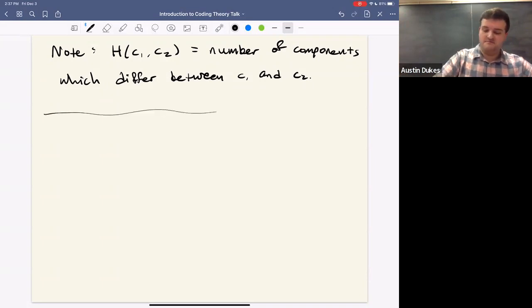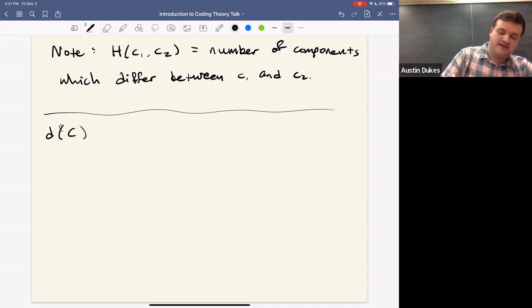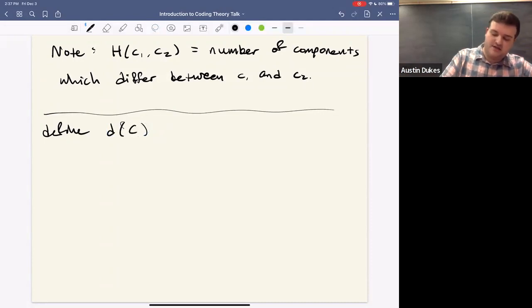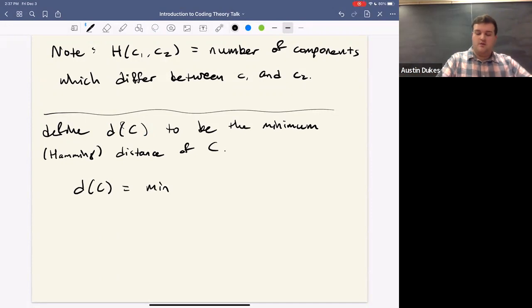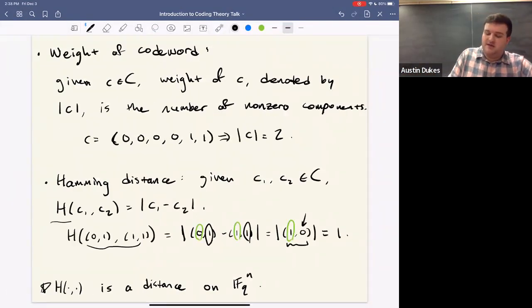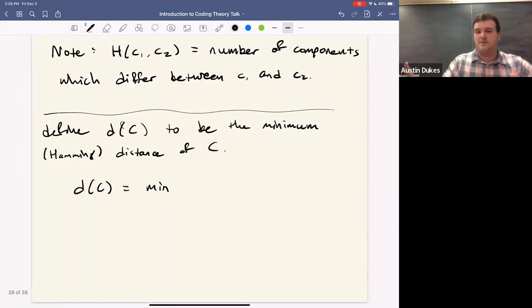And last little thing, we're going to define D of C to be the minimum distance of a code C. So given a code C, define D of C to be the minimum distance of C. And so what I mean by that is we want the minimum possible weight of C1 minus C2. By definition, Hamming distance is the weight of C1 minus C2. So we want to go over all the possible pairs of code words, minimum non-zero. This is important.